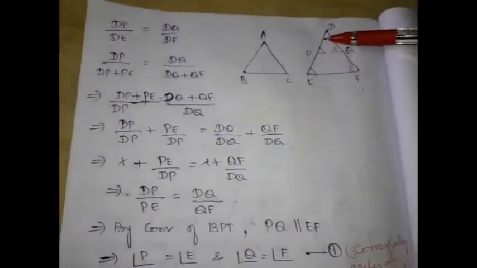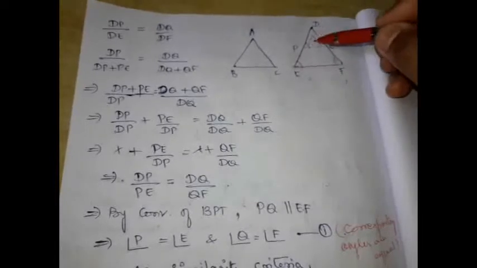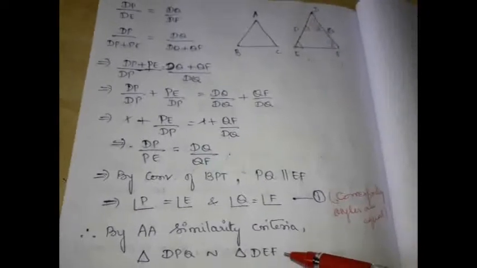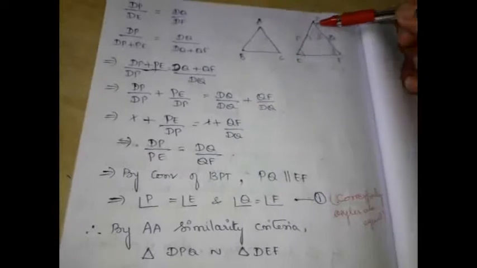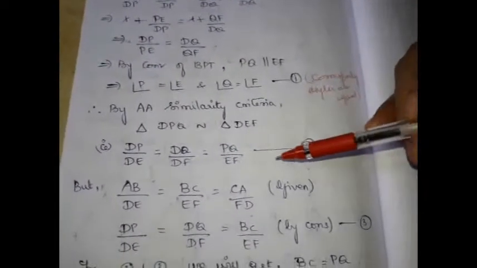Since corresponding angles are equal, right? Therefore, what we proved now, angle P is E and angle Q is F, and already we know angle D is common. Therefore, by AA similarity criteria, we can tell the smaller triangle is similar to this bigger triangle. Triangle DPQ is similar to triangle DEF. Right? When they are similar, what we know? The sides are in proportion. So DP by DE equals DQ by DF, which equals PQ by EF. That's what we have written here.